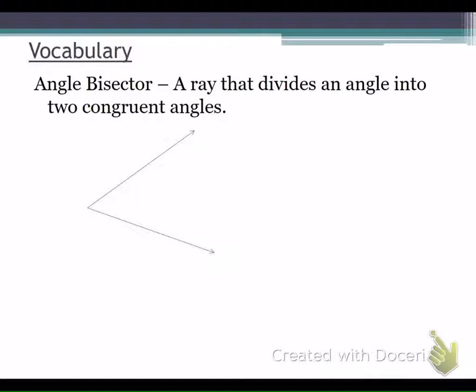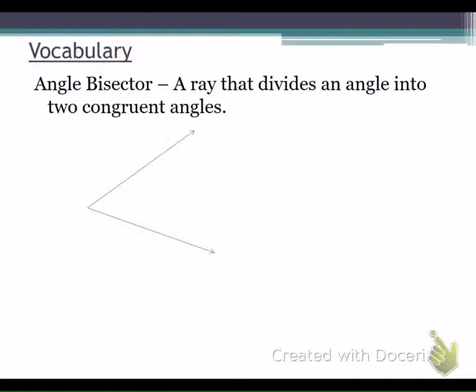Now, for segment bisector that we talked about yesterday, it could be a bunch of different things. It could be just a point. It could be a ray. It could be a line. It could be a segment. It could be a plane. That's not the case for angle bisectors. Only rays work for angle bisectors, okay? So a ray that divides an angle into two congruent angles.